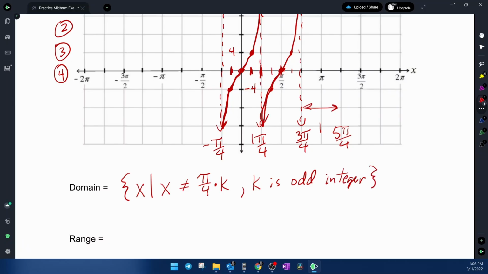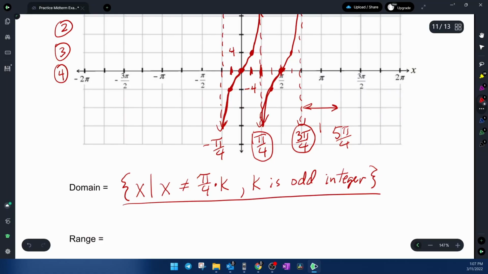Now, check me. If k is an odd number, an odd integer basically means you can have negative or positive odd numbers. If k is 1, 1 times pi over 4 is pi over 4. The next odd number would be 3, which would give me the next asymptote. And so this is the way you would write the domain in set notation, specifying that k is a multiple of odd integers.